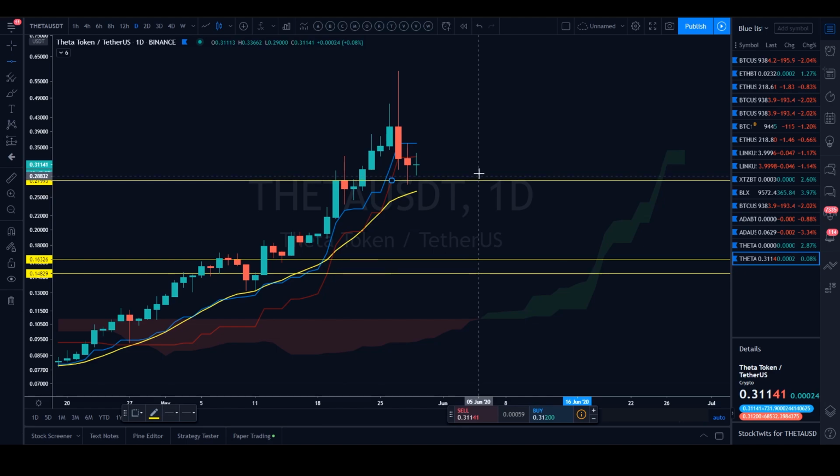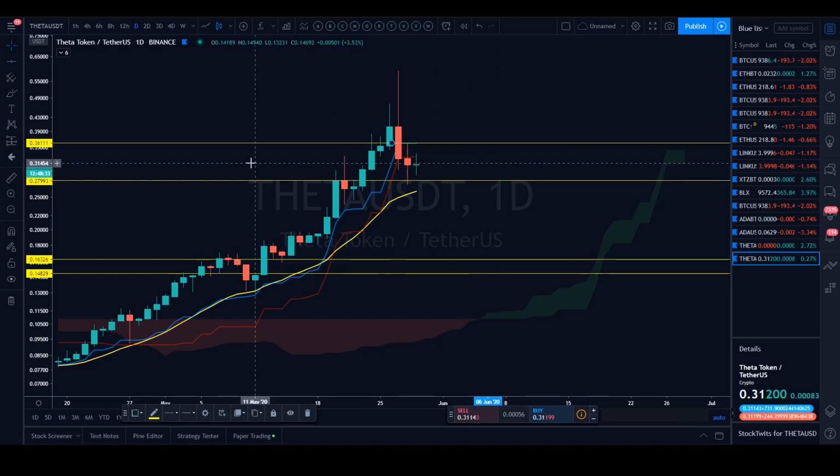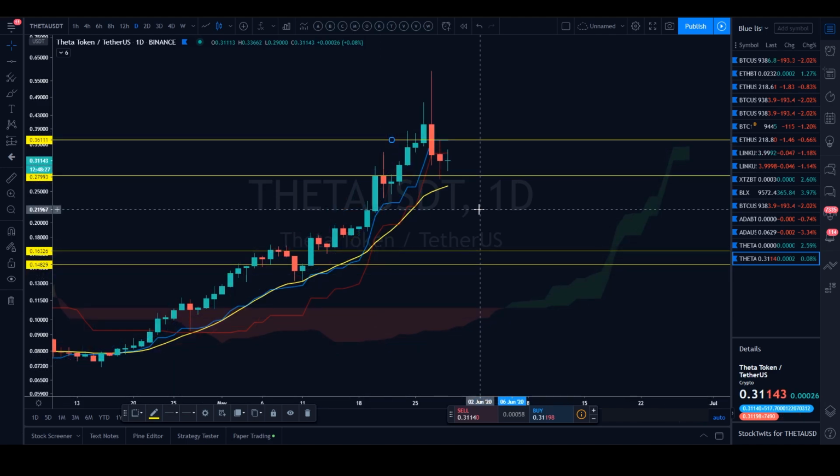Now, these are the levels that I'll be looking for price to take out on those more immediate time frames. Now, if I really had to pick a side, on this current picture of Theta USDT, I think it's neutral. I do believe that the daily structure is somewhat being maintained right now, and it's all right. It's not looking bullish, but it's not looking too bearish yet.